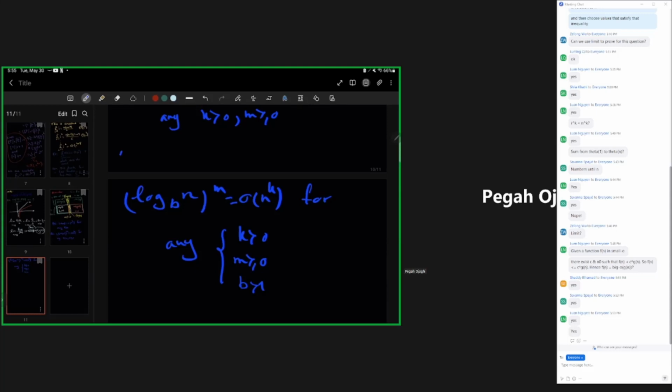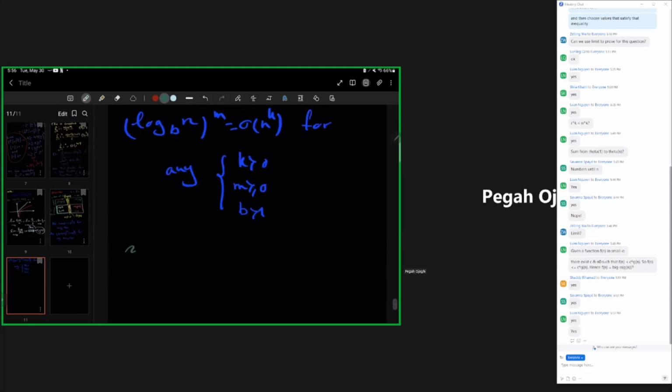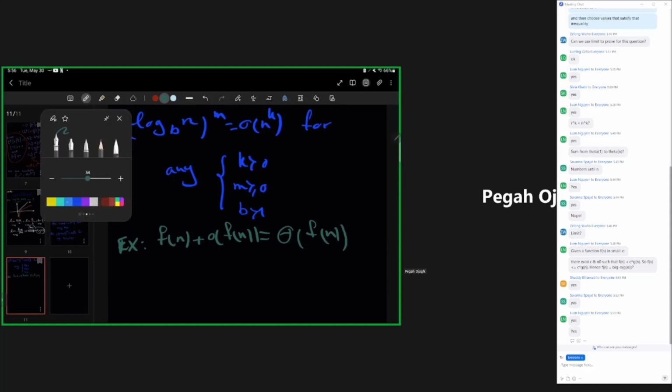Okay, I'm going to solve one more question, which is really similar to one of the questions that you have in your homework. Let me solve that one too. To give you an idea, I say f of n plus a small o of f of n is equal to theta of f of n. You need to prove this one. I know this holds. How do you prove it? Does anybody have any idea?